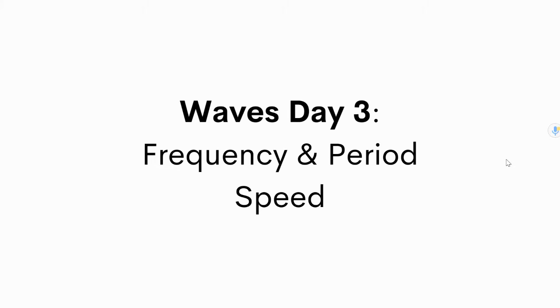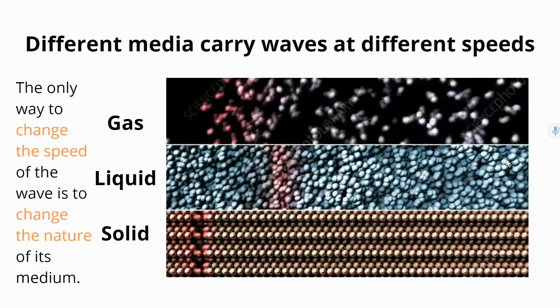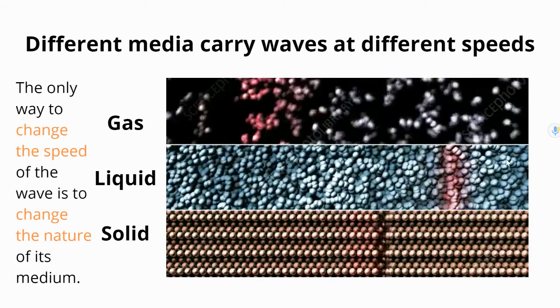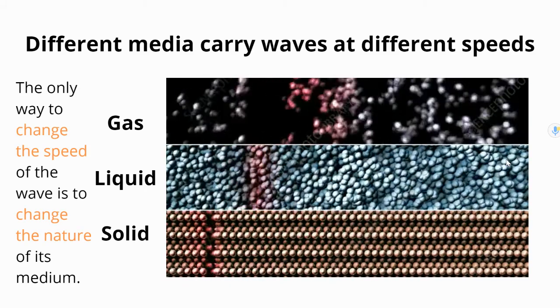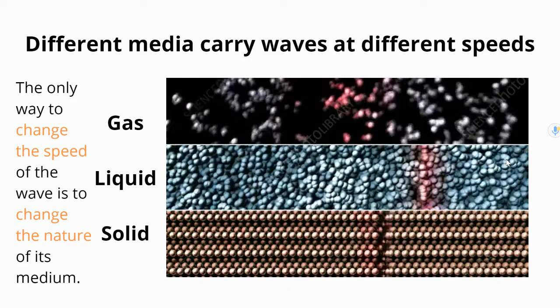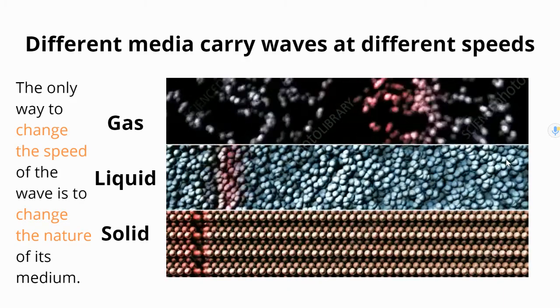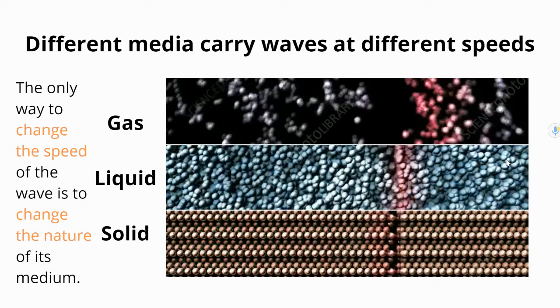This is day 3 of our waves unit. Today we'll be discussing new ideas like frequency and period, and using them to calculate the speed of a wave. You may remember in our previous lesson, I talked about how in order to change the speed of a wave, we need to change its medium. You can see here, gas, liquid, and solids are each different mediums.